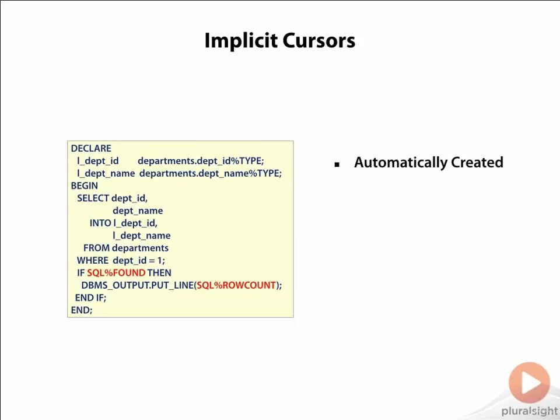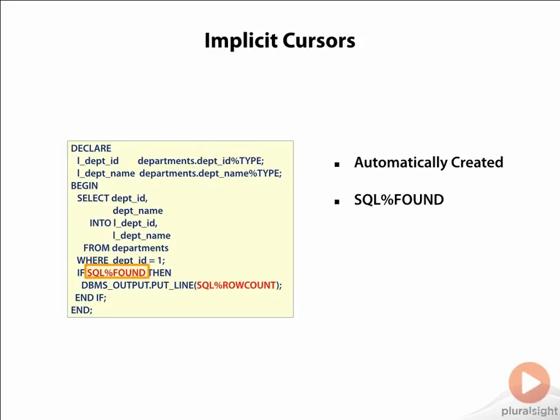Here, you need to have the same number and type of variables declared to fetch the select columns in the SQL query. For example, here we have L department ID to fetch the department ID and L department name to fetch the department name from the select statement. If the number and type of variables differ from the select columns, Oracle will give you an error: too many values if you have more variables than the select columns, and not enough values if you have more columns selected than the variables to hold them.